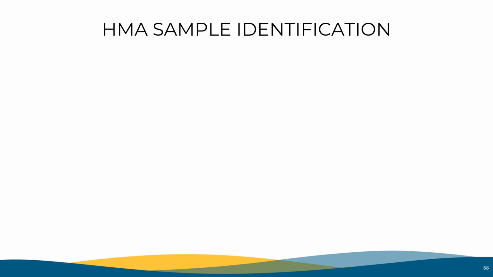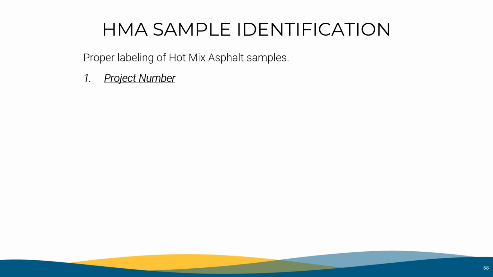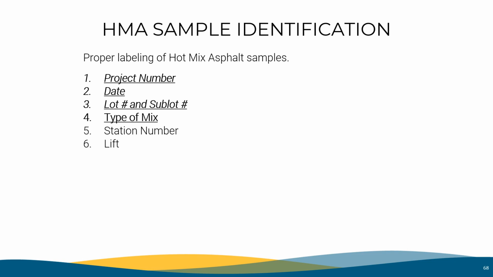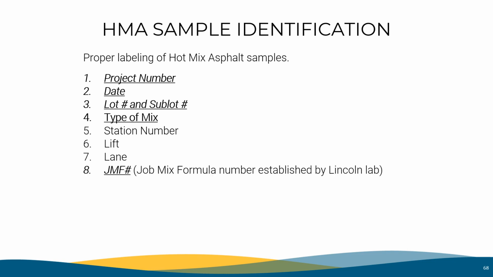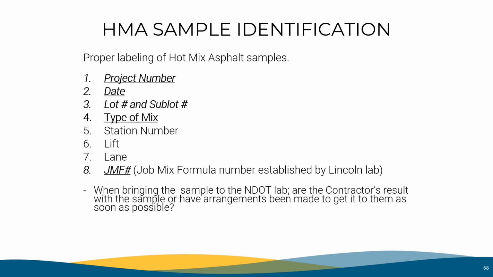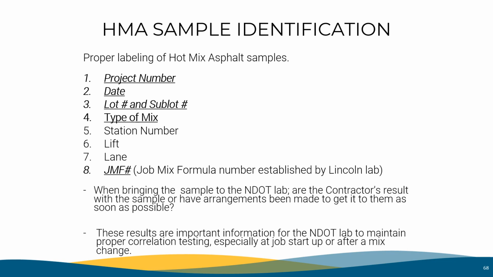Next, we will discuss providing all the proper identification information for the sample. Proper labeling of split samples must include project number, date, lot and sublot number, type of mix, the station number, which lift the sample was obtained from, which lane the sample was obtained from, and the JMF number or job mix formula. When delivering a sample to the NDOT lab, please make arrangements for the contractor to send their correlation testing results.